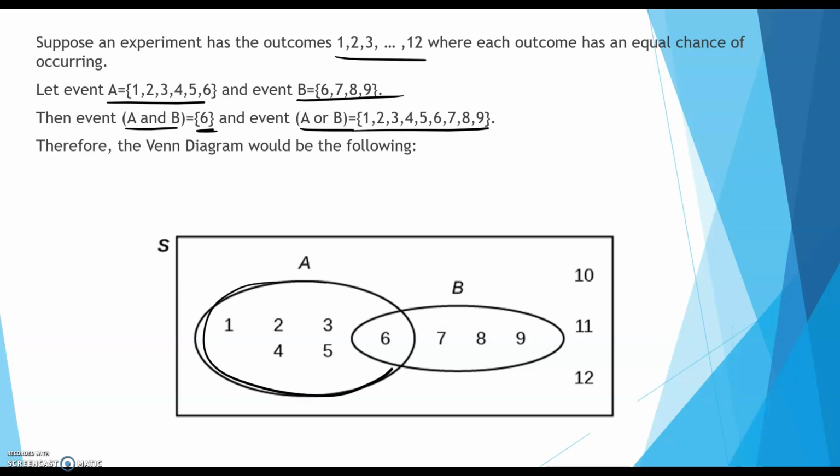So in just A, I've got a 1, 2, 3, 4, and 5. In B, you've got the 6, 7, and 8. What's common or overlapping between the A and the B is the 6. That's why it goes in the middle there. But 10, 11, and 12 didn't go into A or B, so it's just in this box, and we call that the sample space. And that's just everything together.